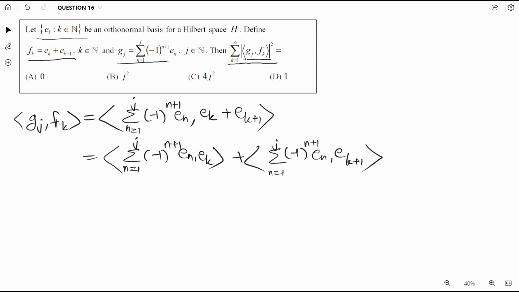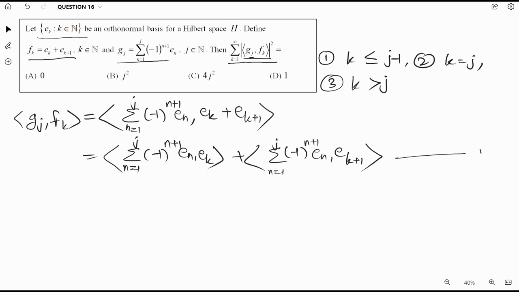Now here j is fixed but k varies from 1 to infinity. So there are three cases we will consider for the value of k. Those cases are: k is less than or equal to j minus 1, second is k is equal to j, and third is k is strictly greater than j. Let's mark this equation as 1. Also note that ek is an orthonormal basis, so it is an orthonormal set. So the inner product of em, er is 0 if m is not equal to r, and it's 1 if m is equal to r.